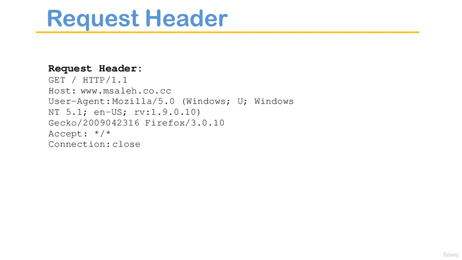So in this lesson we are going to see something about request header. Request header means that you are requesting something, so what kind of things will the request contain? So here's the list of the contents of the request header.